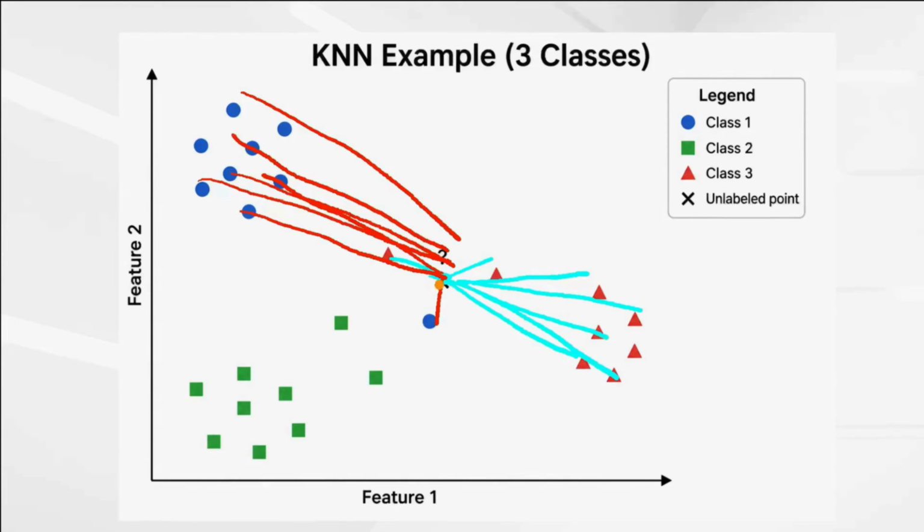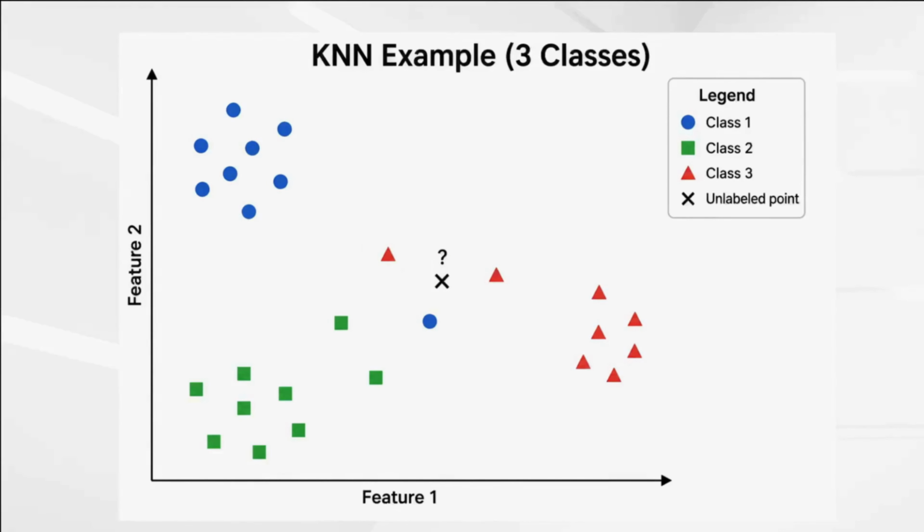And similarly, I'll calculate the distance from each of these points. After calculating the distances, I understand that these 3 points are very close to me, right? Because I have k equal to 3, I will be looking at these 3 points. If you take a look at these 3 points, out of these 3 points, two are red and one is blue. So majority wins, and I can classify that this label belongs to class 3. This is how we perform the KNN example.